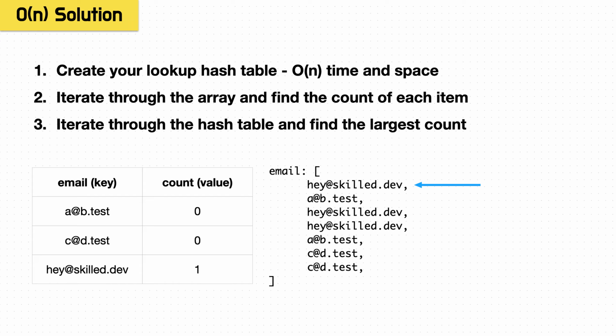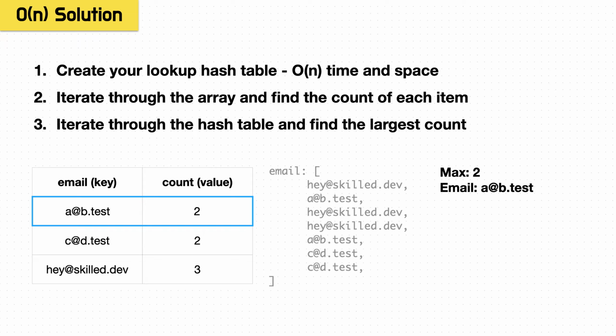So what we do is we iterate through each item in the emails array. We repeat this operation for each item in the array until we have our fully filled out hash table with all the counts of all the email addresses. Then in our second loop, we iterate through the hash table itself. We look at the email address and the count. And in this first case, we have a@b.test with a count of 2. Well, we didn't have a previous count, so our max is 2, and the email address is a@b.test.